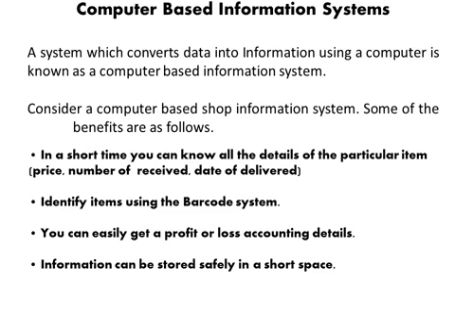Let's see the meaning of computer-based information system. A system which converts data into information using a computer is known as a computer-based information system. Consider a computer-based shop information system. Some of the benefits are as follows. In a short time, the shop owner can know all the details of a particular item, such as price, number received, and date of delivery.